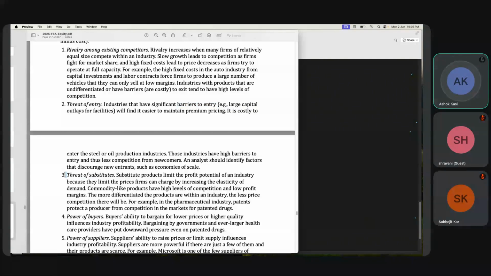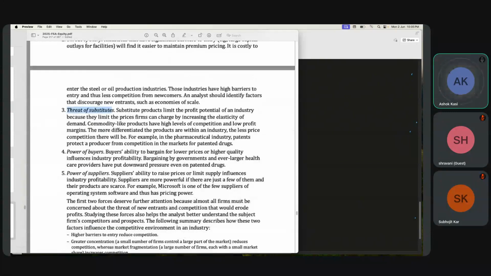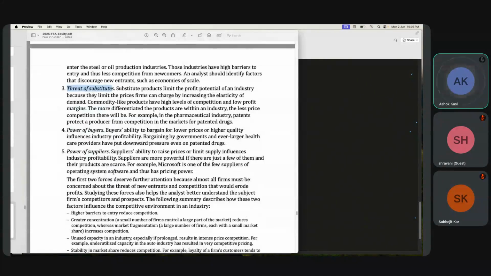Then threat of substitutes. That means if you increase the price of this product, will they go to the substitute or not? Say for example, Coca-Cola and Pepsi, they both act as a substitute, or tea and coffee. So if coffee's price goes up, then people will start taking tea more. So they have a substitute. If there is no substitute, then it is good for coffee. Otherwise, coffee cannot keep on increasing the price, because people will go to the substitute, that is tea.